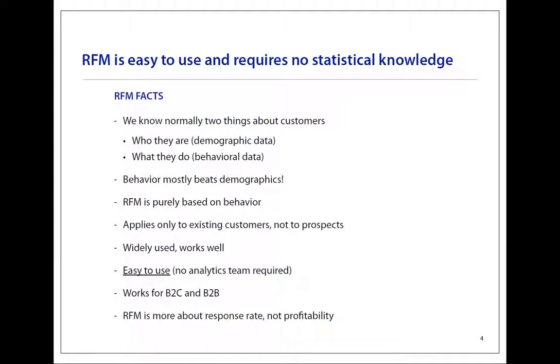RFM is very easy to implement, and we normally have two types of information about customers in our database: who they are, the demographic information, and what they did and what they do, the behavior information. In most cases, the behavioral information will beat the demographic information. The reason is that we care about demographics only to the extent that they can help us predict the behavior. But if we already have the behavioral information in the first place, those will be much better predictors than the demographics, on a much more aggregate level.